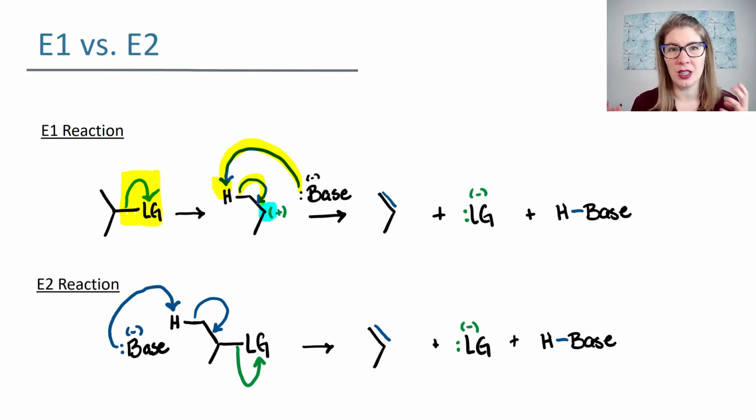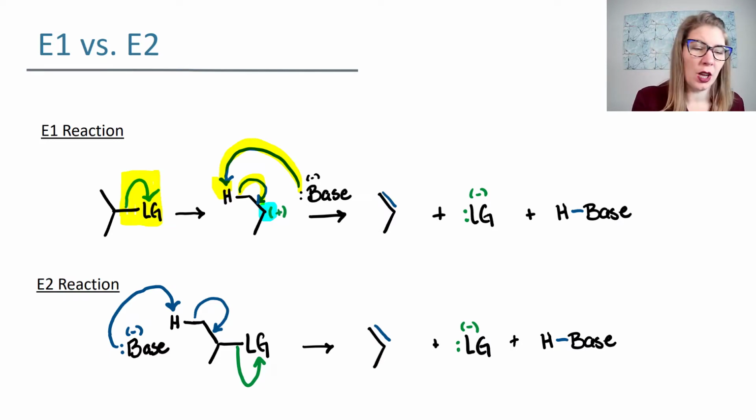These two types of arrow pushing are happening at two separate locations or two separate times, where first the leaving group leaves, step one, step two, there's a proton transfer. In your E2 reaction, you still have the same types of arrow pushing patterns. You still have a proton transfer and a leaving group leaving. The difference is that in E2 reactions, those things are happening simultaneously. Remember, we called that a concerted reaction, whereas the E1 reaction that happened in more than one step is a stepwise reaction.